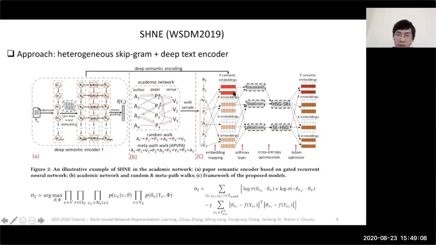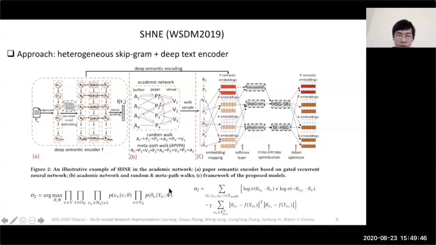The first one is a latent embedding. The second one is the semantic embedding. The semantic embedding of each paper is encoded by the deep semantic encoder function, which is actually a deep language model. Here it uses the pre-trained word embedding and a recurrent neural network model to get the final semantic embedding of each paper. After that, we can perform the joint optimization of the deep semantic encoding function and the skip-gram model.